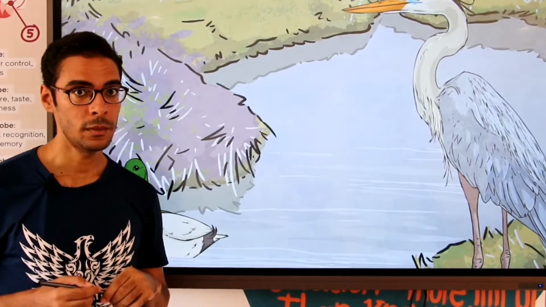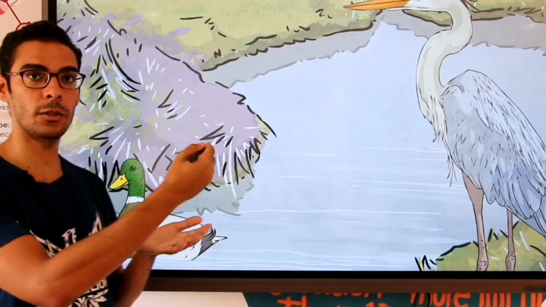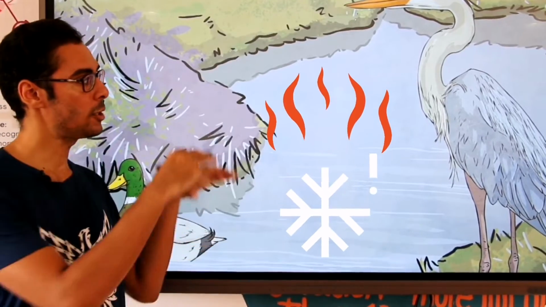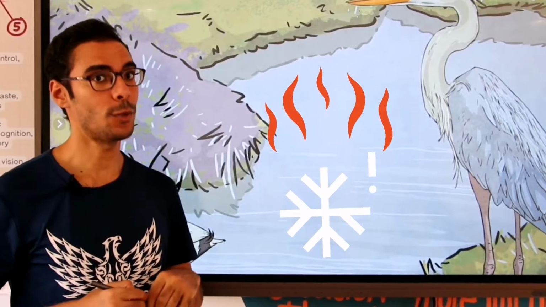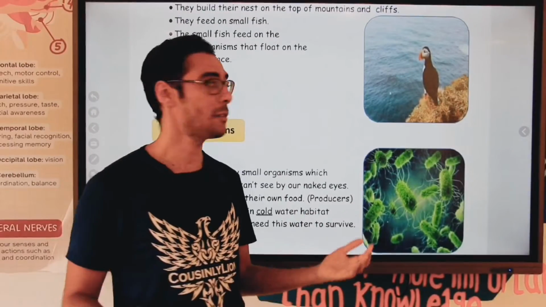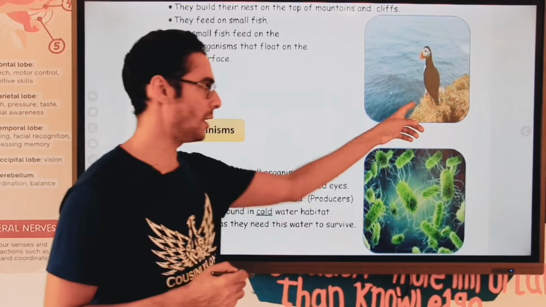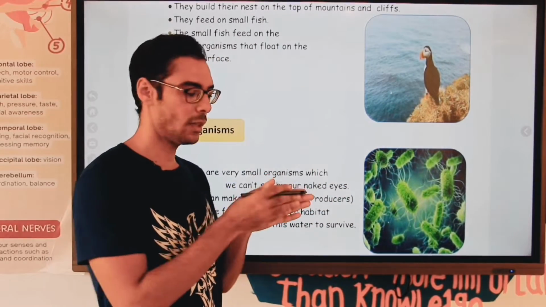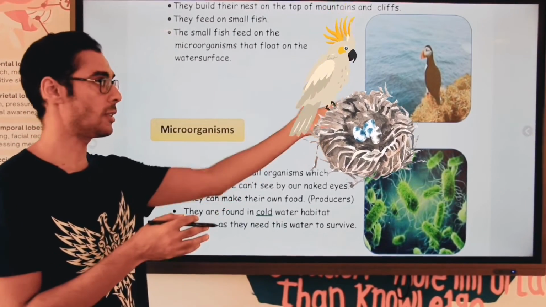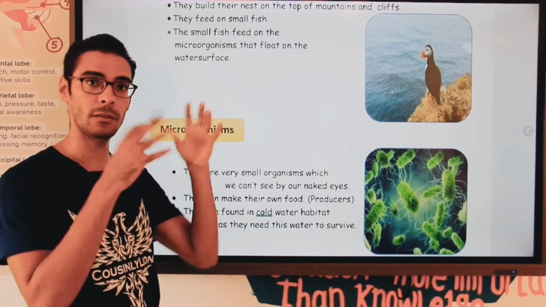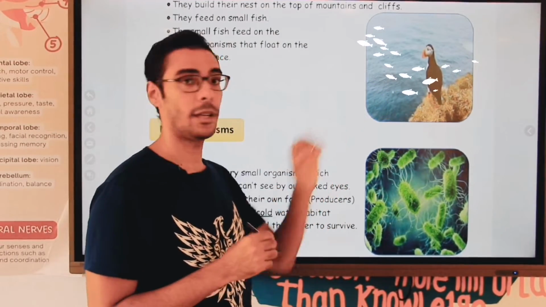Stop the video and try to think about what's going to happen if the climate change increases or decreases the temperature, changing the conditions in this area, and then play the video to reveal the answers. Here is the answer. As you see here are the seabirds. Where do they actually live? Near the sea. They like to build their nests, their home, near the sea at the top of the mountains or the cliffs. And they feed on the fish that live here in the water.